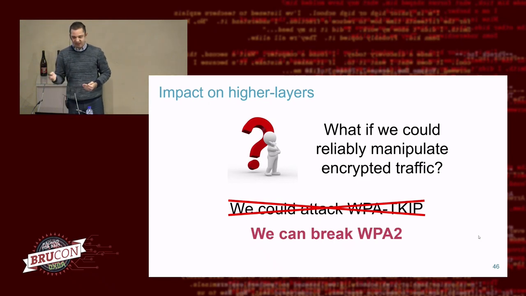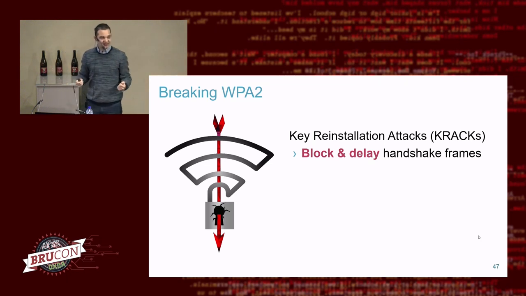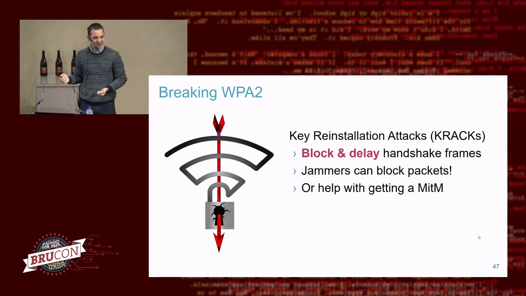And why is that the case? Well, the key reinstallation attack, the KRACK attack against WPA2, requires the adversary to be able to block and delay certain messages that are exchanged in the handshake. And blocking certain packets is exactly what our selective jammer is capable of doing. Now, I did mention that this selective jammer is not 100% reliable, so there's an even better approach: we can get a man-in-the-middle position, a so-called channel-based man-in-the-middle position, and again, our physical layer attacks can help us obtain this position. So I'm now going to discuss in more detail how this attack works against WPA2.